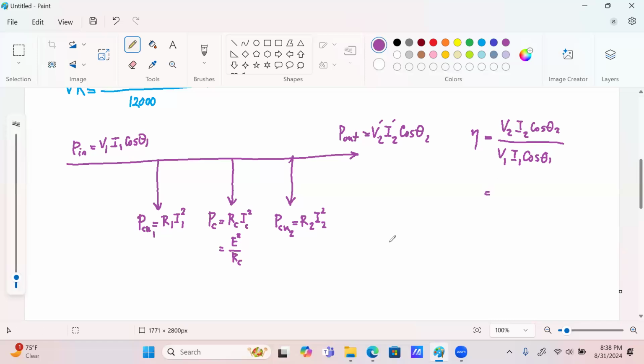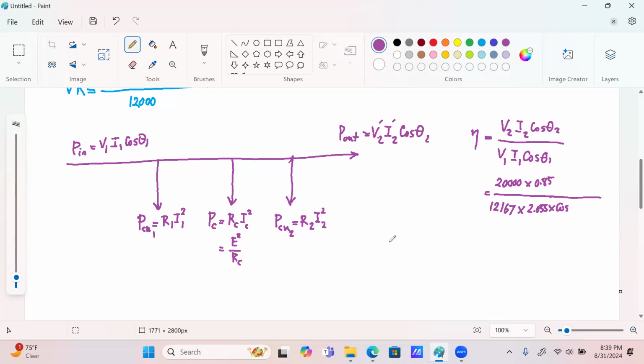This will be essentially V2 I2 is 20 kVA or 20,000 volt amperes times cosine of theta, which in this case is 0.85, or rather theta 2. And then V1 is, as we found it, 12,167 times I1, which is 2.035 times the cosine of the difference between the two.